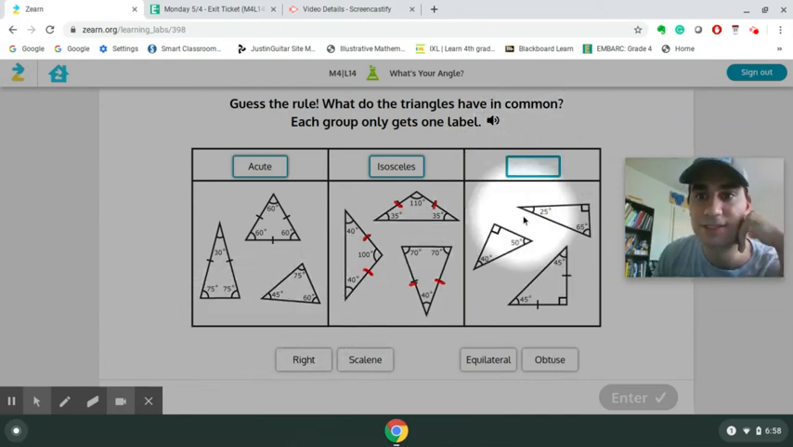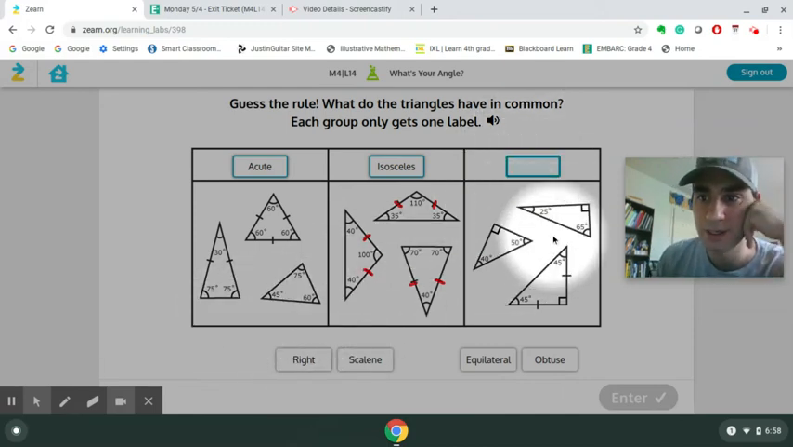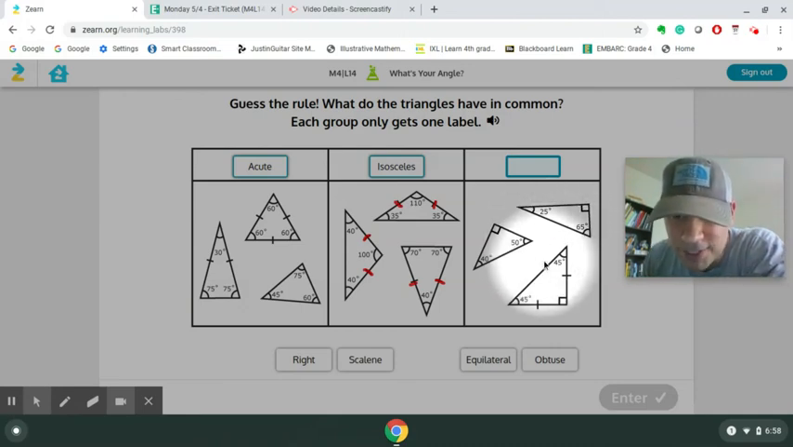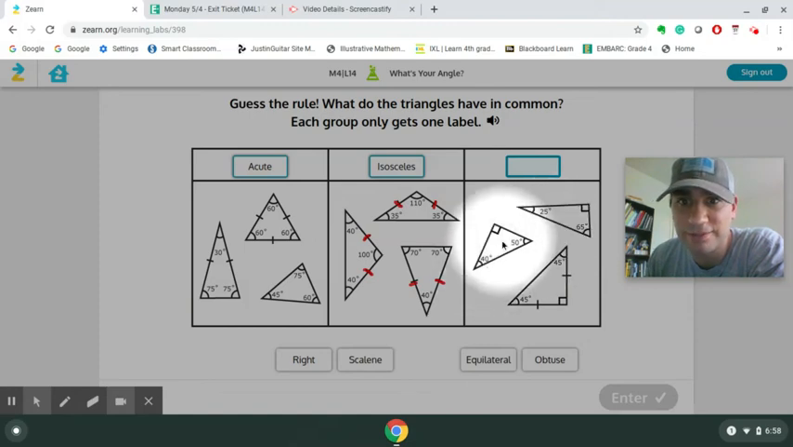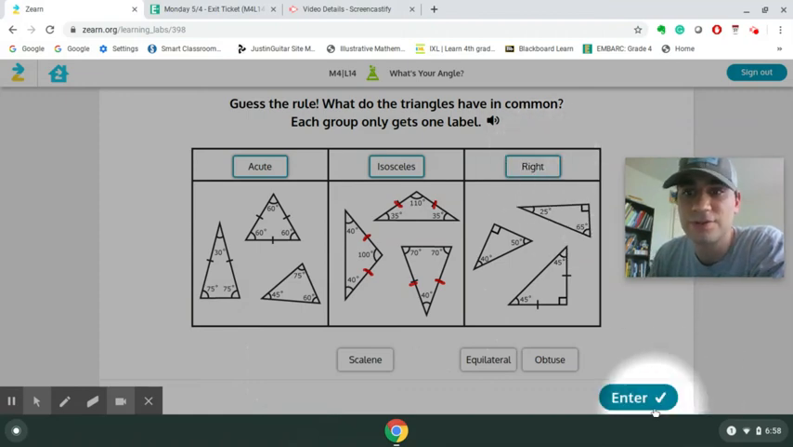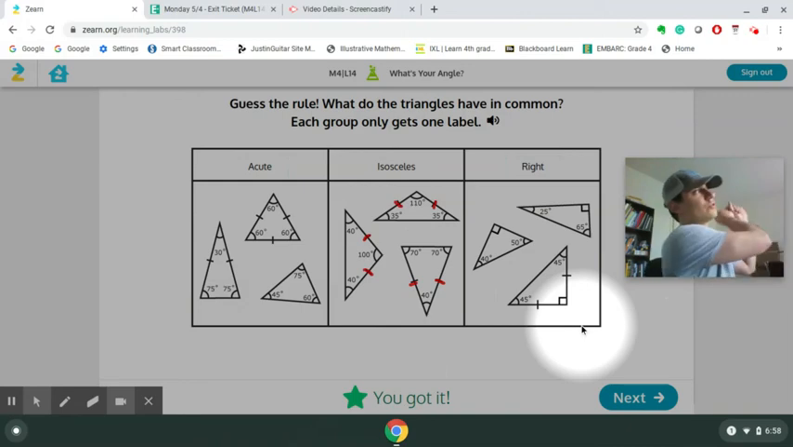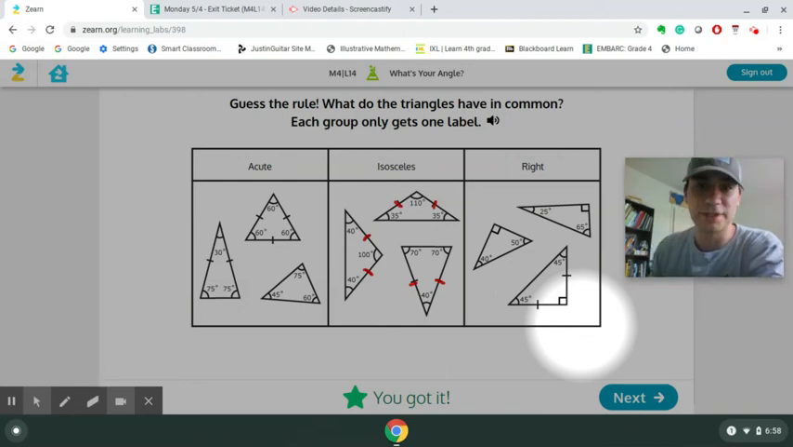And last but not least, let's analyze these. Let me put this detective cap on nice and tight. This one's easy. I caught it quickly. 1, 2, 3 right angles. They're all right triangles. 3 for 3. Home run. Nice. All right, my friends, let's move forward.